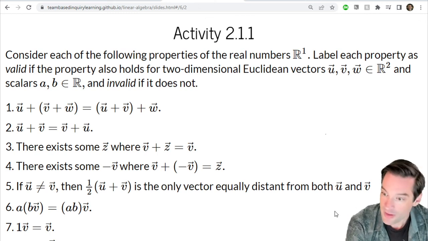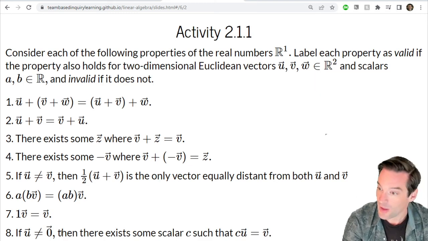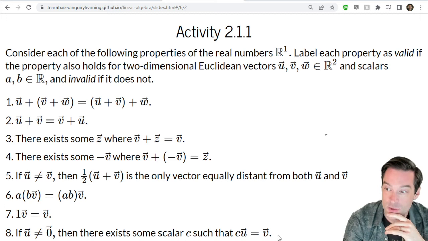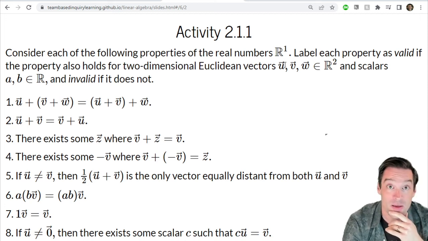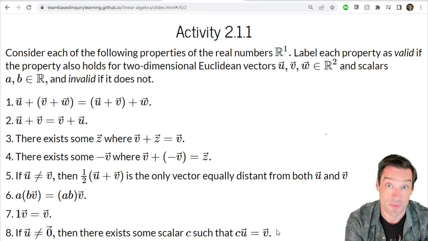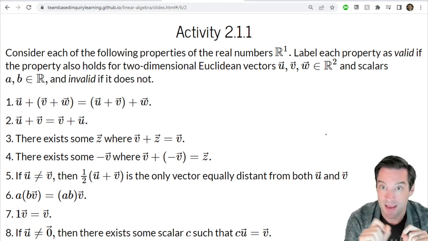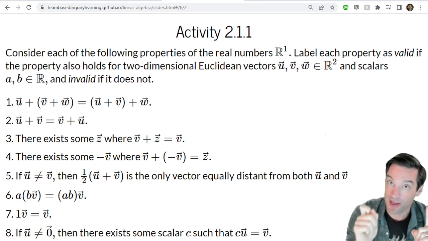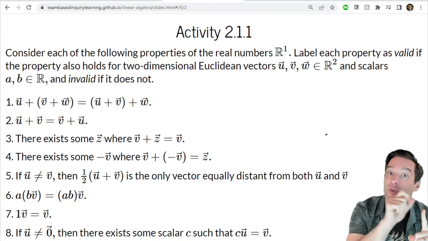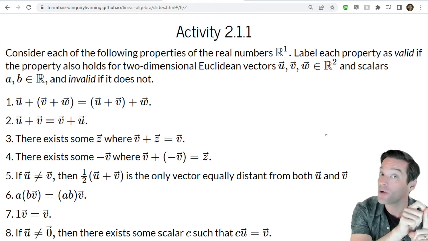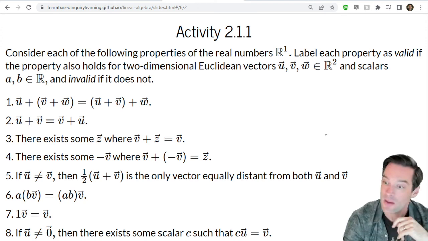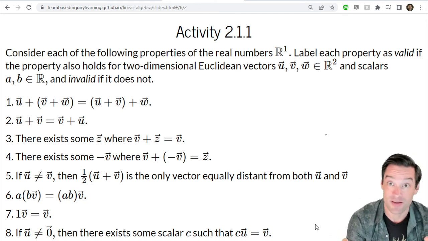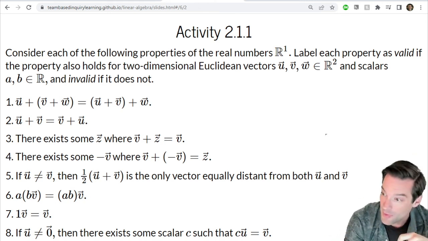And then number 8, if you give me any non-zero vector, u, I can find a scalar c such that c times u is equal to some other vector v. This, by the way, is a property that exists for real numbers. If you give me two real numbers, u and v, and as long as u is not 0, I can find a number that I can multiply u by so that the product is equal to v. That number would just be the quotient of v divided by u. Right? So does this property also hold for vectors? Can I always scale the vector u into the vector v for any pair of vectors u and v that we pick as long as u is non-zero?